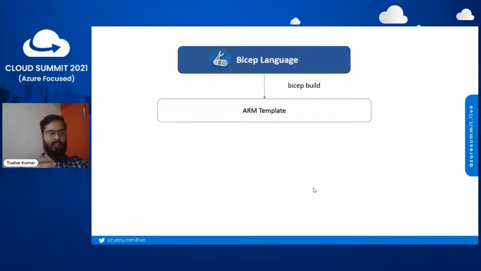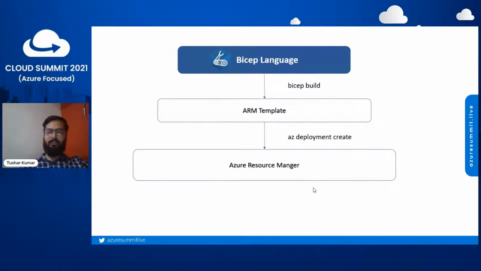When we do a Bicep build, in the end, it is generating an ARM template in the backend. Once the template is generated, what we are doing is we are getting into the deployment of it, which is again getting into the level of Azure Resource Manager. So basically, it is giving you an extra level of comfort.